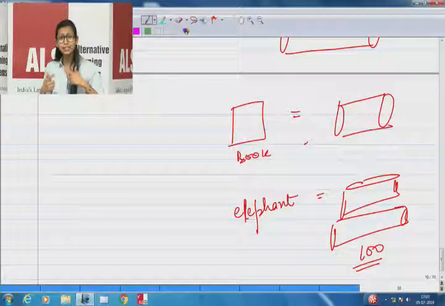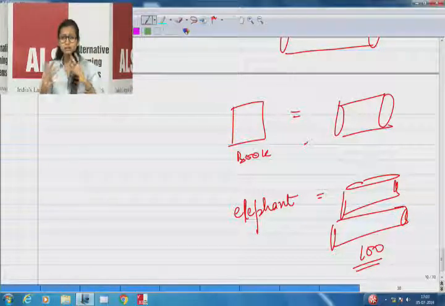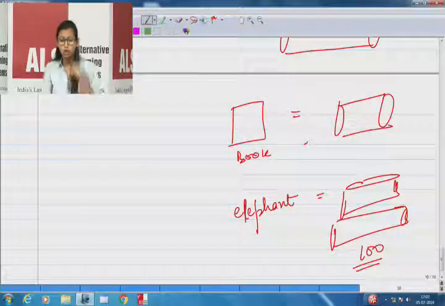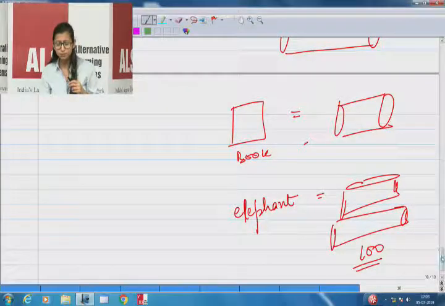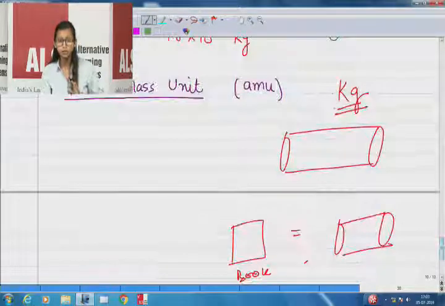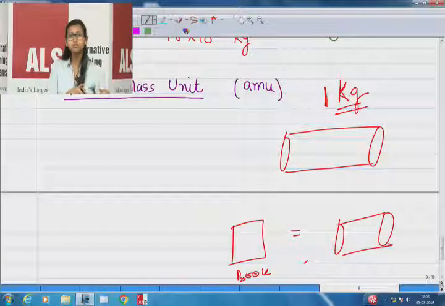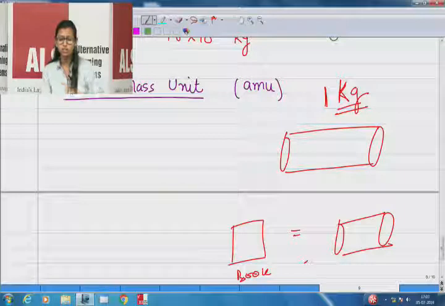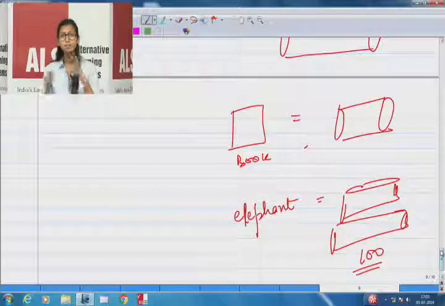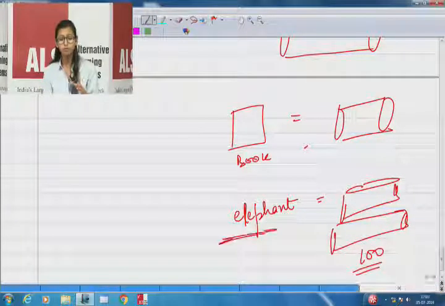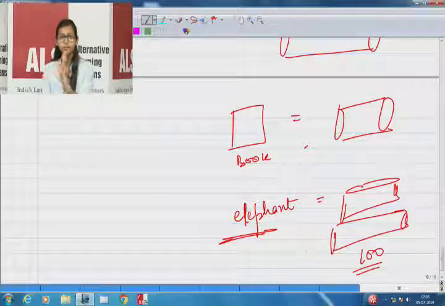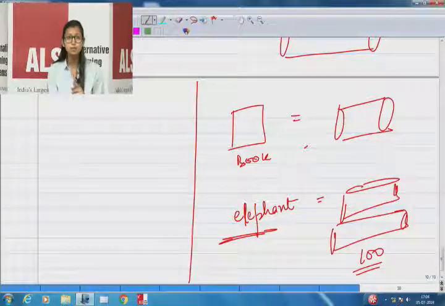Now, every time saying the word cylinder is very difficult. So I just keep that as a reference: from now, I will call this cylinder 1 kg. The mass of this book is equal to 1 kg, and the mass of the elephant will be equal to 100 kg. Are you understanding that? The same is the case with the AMU.